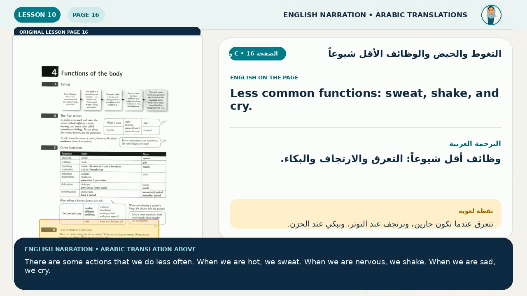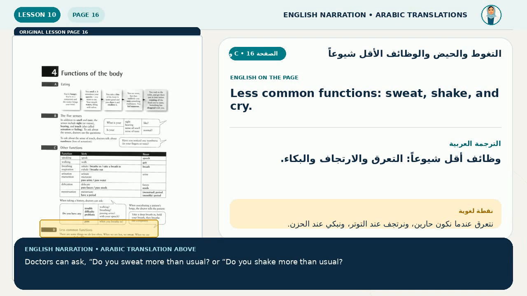Section D is less common functions. There are some actions that we do less often. When we are hot, we sweat. When we are nervous, we shake. When we are sad, we cry.